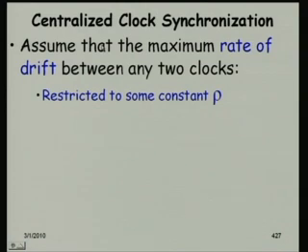Now, let us assume that the maximum drift between clocks that is permissible by our application is some rho. We had earlier discussed scheduling issues, and there we had assumed some communication time in distributed systems. But this is another thing that we need to assume: what is the maximum drift between clocks, and that we need to bound.